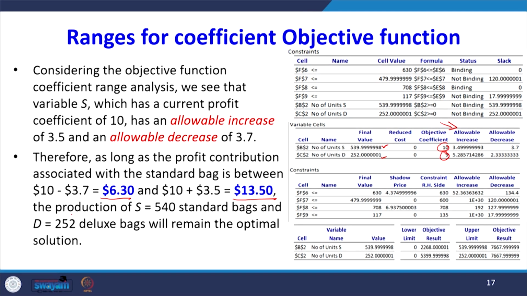Okay. The production of S equal to 540 standard bags and D equal to 252 deluxe bags will remain optimal. So, what this says is that the value of the objective function can be increased up to the level of allowable increase and can be decreased up to the level of allowable decrease, and that will not affect our final solution. That is the meaning of range of optimality.